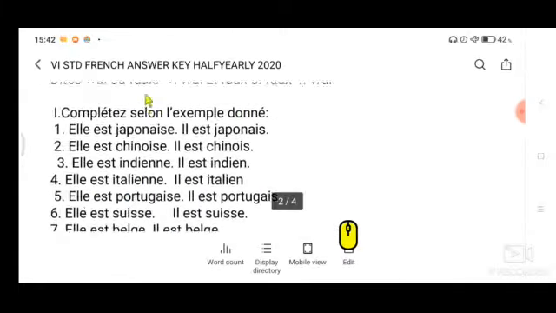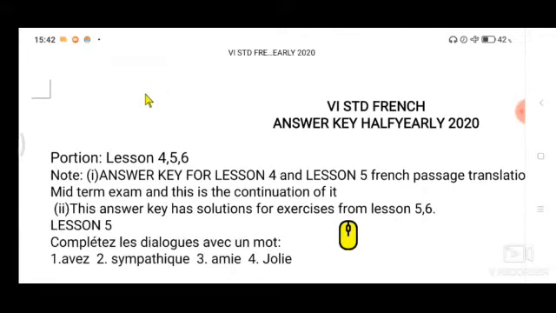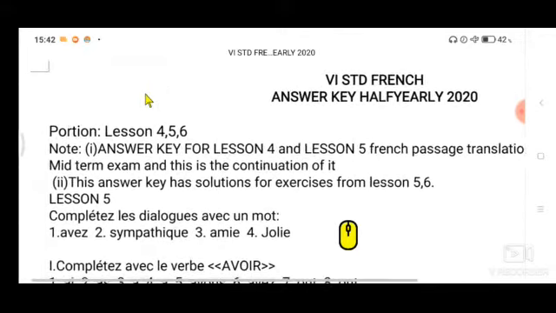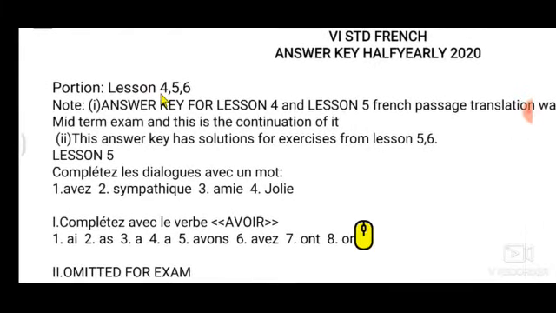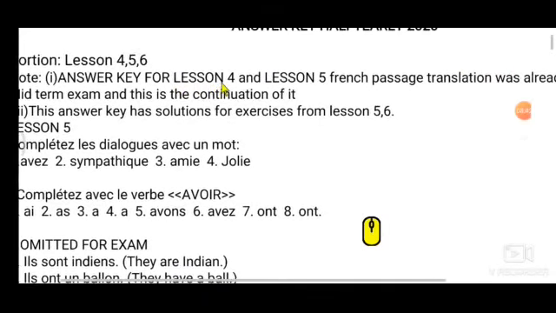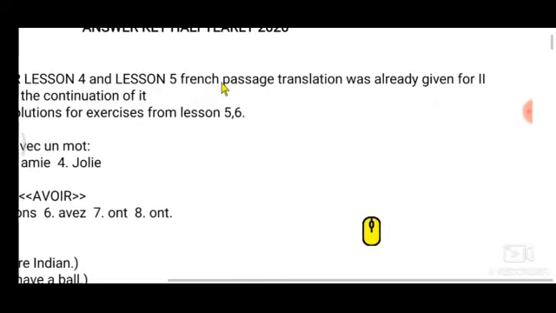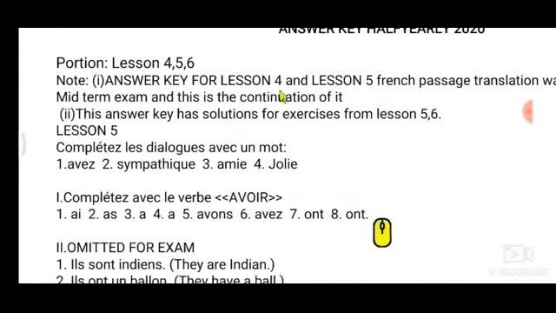Hope you will be receiving this very shortly. So I'll tell you what is there in this answer key. This is the 6th standard French answer key for the half-yearly exam. The portion for half-yearly is lessons 4, 5 and 6. For lesson 4 and lesson 5, the French passage and the English passage translation were already given for the second midterm, and this is the continuation of it.